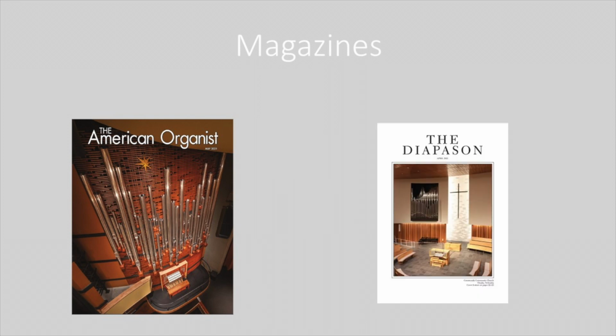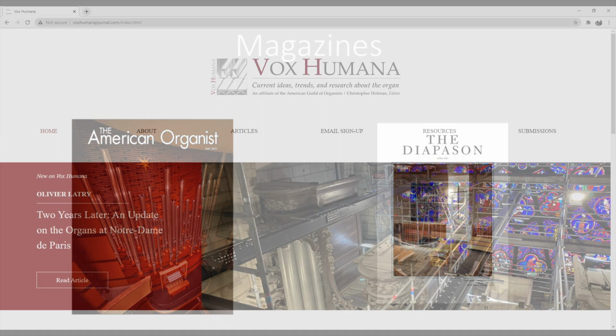There are two magazines worth mentioning in academic resources. These are the American Organist and the Diapason. Both are similar in content. The American Organist is curated by AGO, whereas the Diapason is independently managed. Both provide educational articles, information on performances throughout the country, and updates that would be important to the general public.